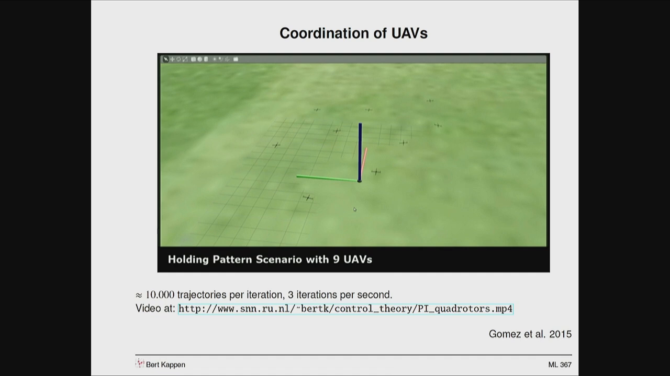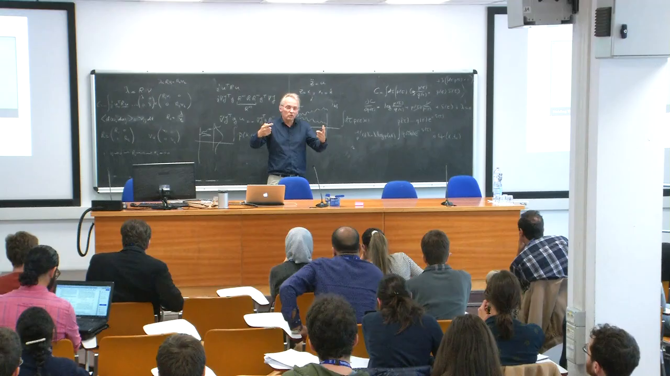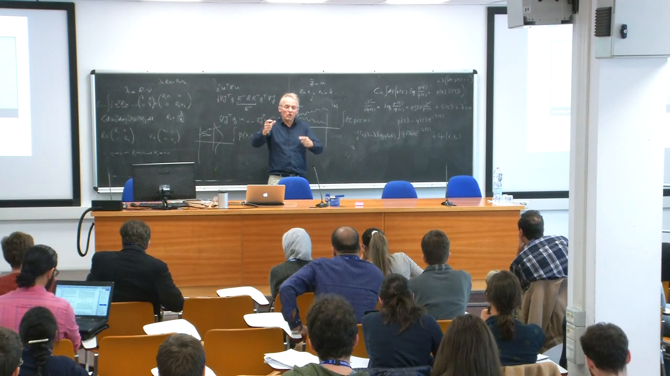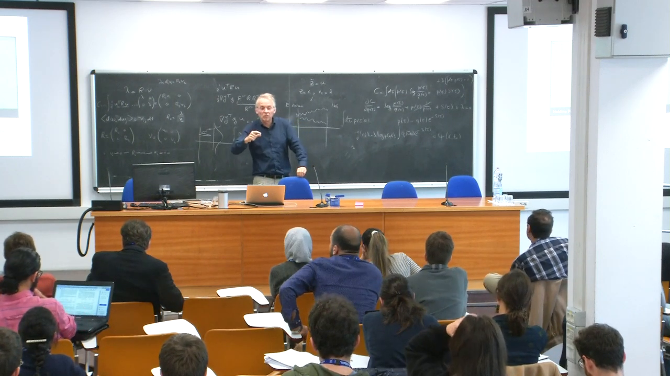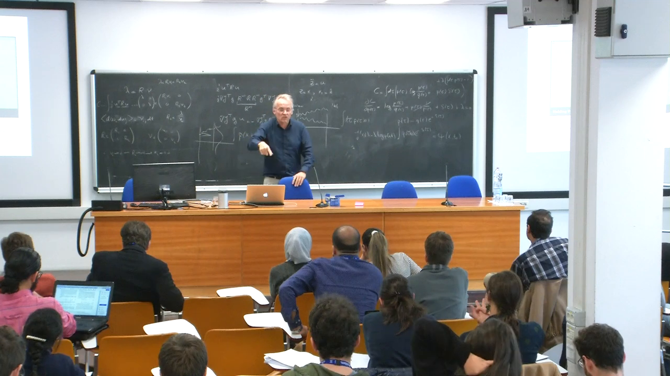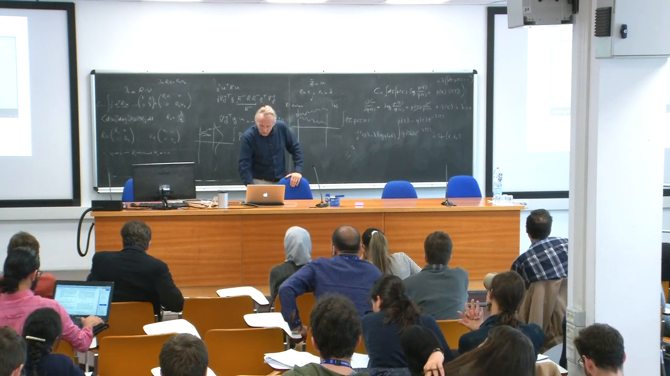Then you have a model where all the positions of the drones are and the velocities, and then this path integral simulation is done in the future, about 10,000 trajectories, and from that the optimal control is computed for all the 10 drones. These controls are then sent to the drones, and they update their position and their velocity with that, and that is then repeated about 3 times per second, and this is the movie that you see.